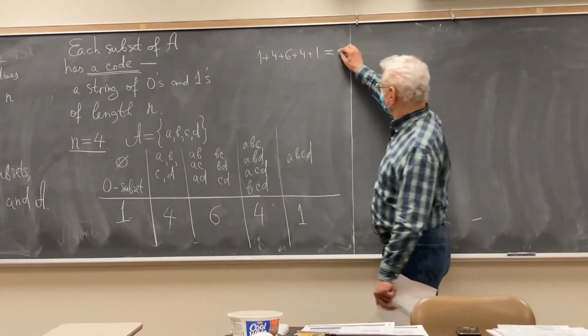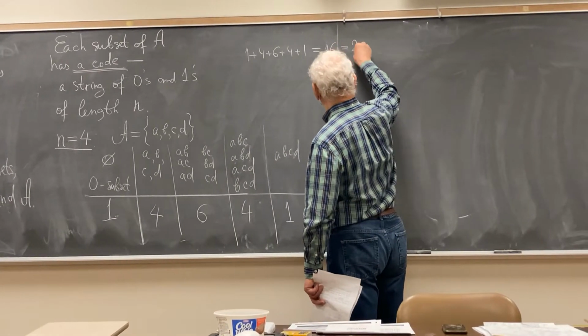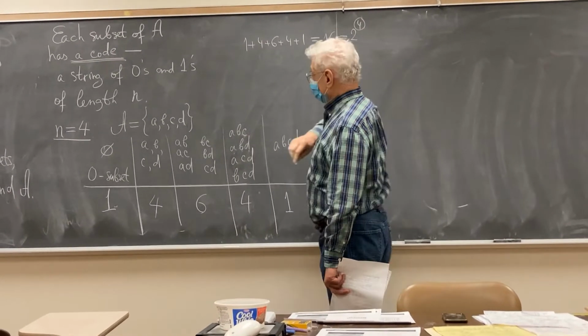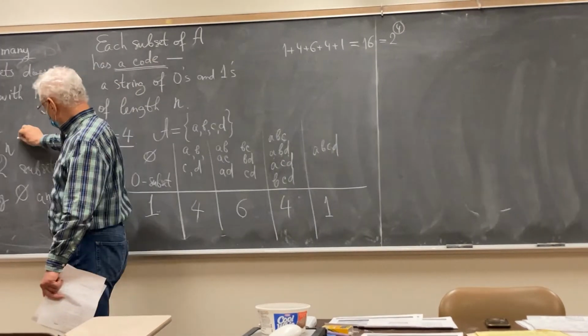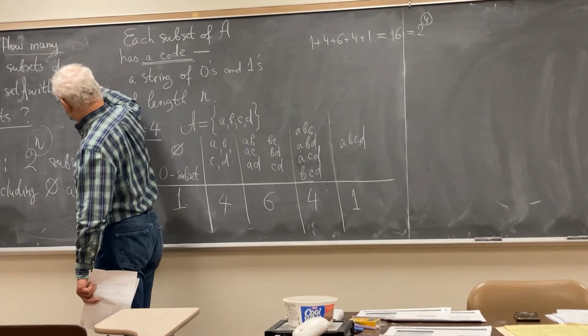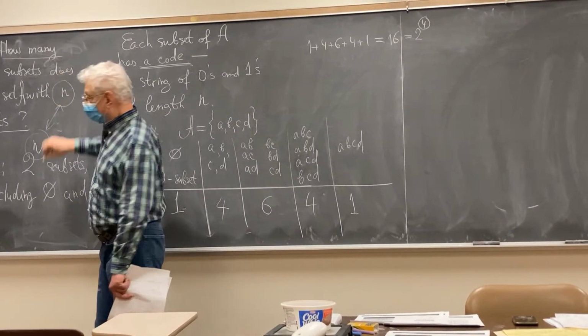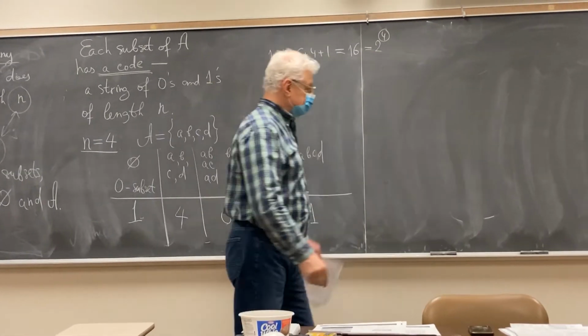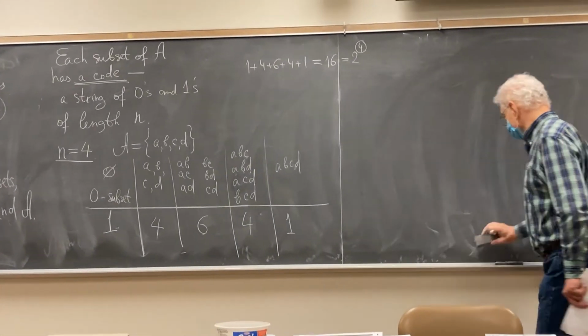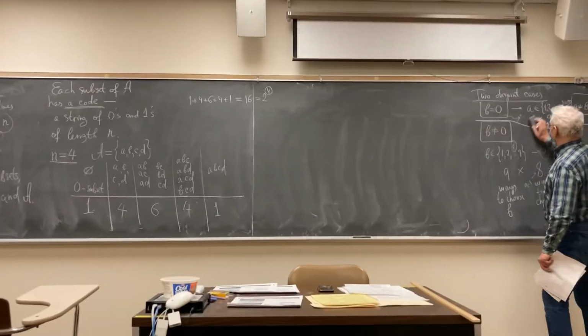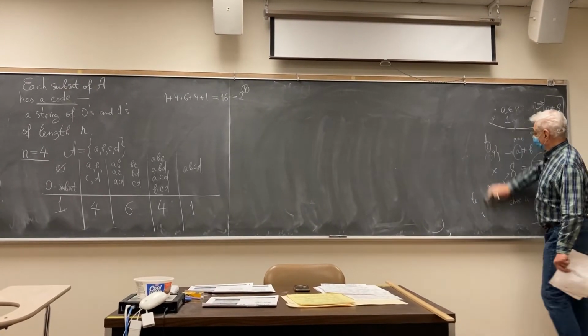16? Yes, 16. What is that? 2 to the power 4. Exactly what's written here. N elements, and so it will be 2 to the power n. How come? Why is the sum equal to 2 to the n? So where did 2 to the n come from?